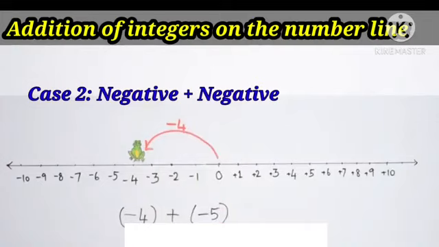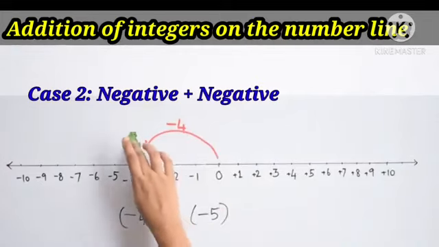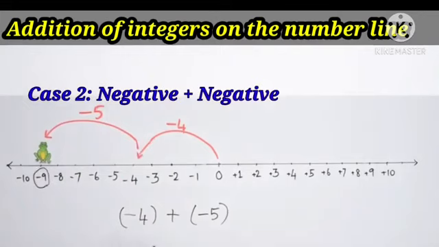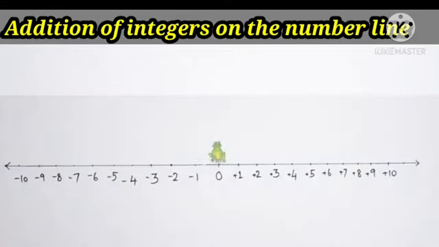The next integer is minus 5. It means the frog has to move 5 steps to the left. Now the frog lands at minus 9. So children, minus 4 plus minus 5 is equal to minus 9.